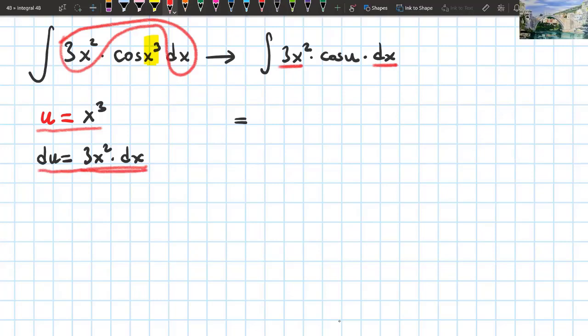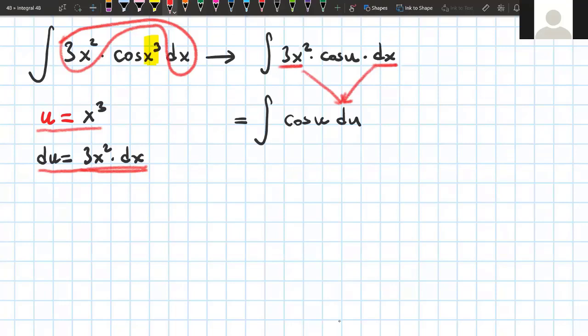So I'm trying to find the same expression inside the function. I mean, find du or dx here, 3x squared times dx. Okay, 3x squared times dx is du. So instead of this, I will write du. Then our integral becomes cosine u du, because this product together gives us du. So now it's the basic integral. What's the integral of cosine u? Sine u plus c.